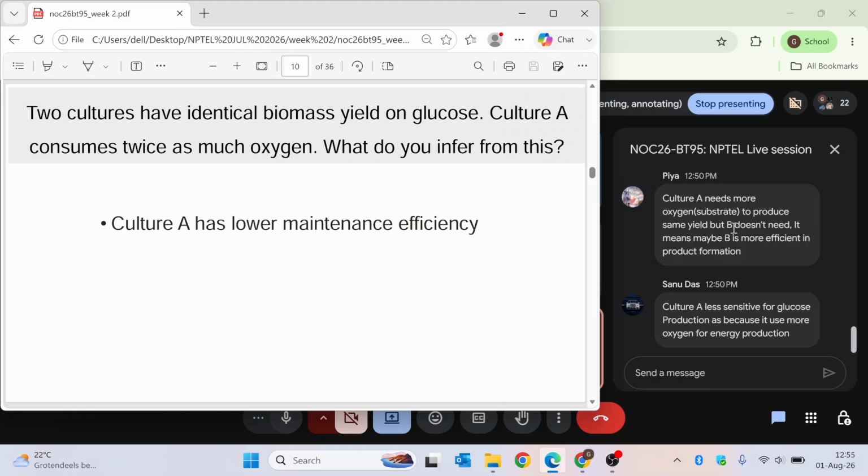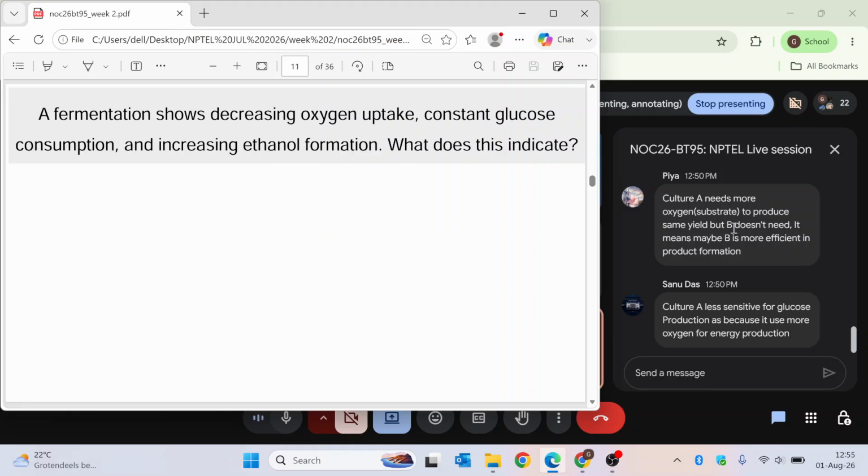So in the meantime, next question. A fermentation shows decreasing oxygen uptake, constant glucose consumption, and increasing ethanol formation. What does this indicate? This is comparatively easier than the previous one.